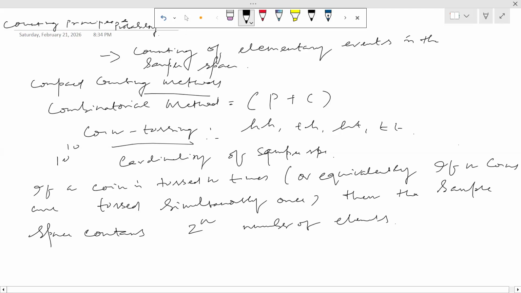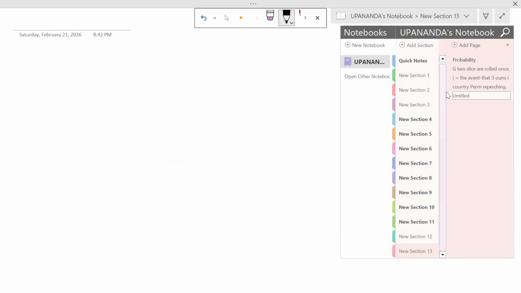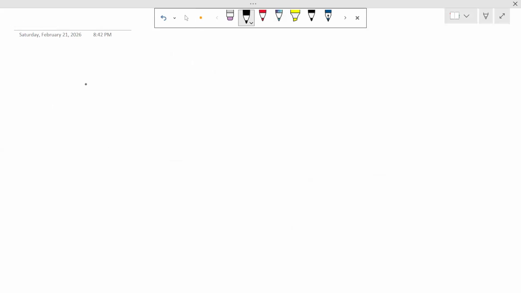Now let's try to understand. It's a very big number, isn't it? So in the exam you don't have the luxury to, right? So now let's try to understand counting principle and the probability and see where we are standing.